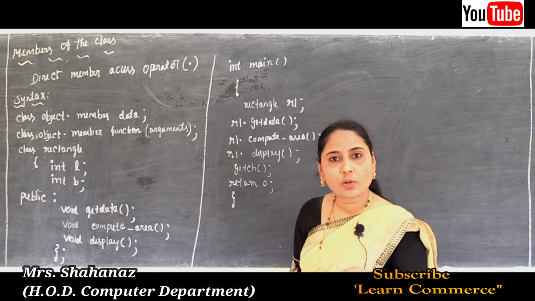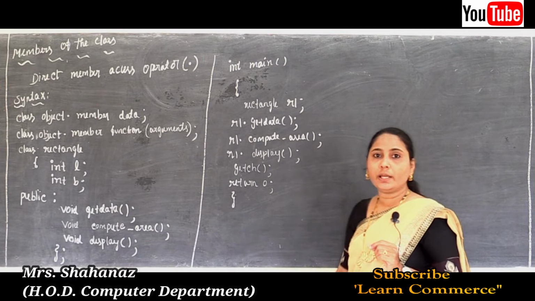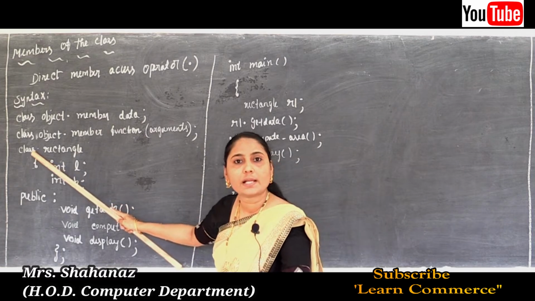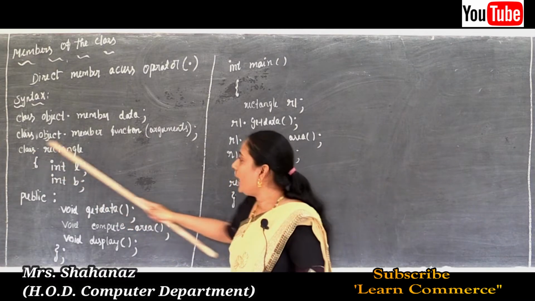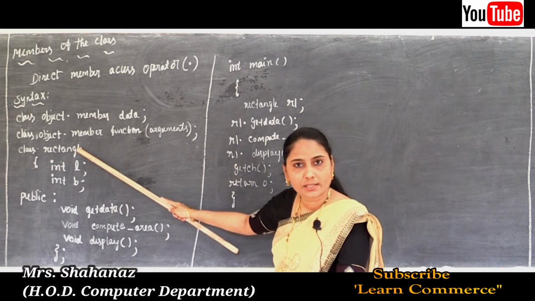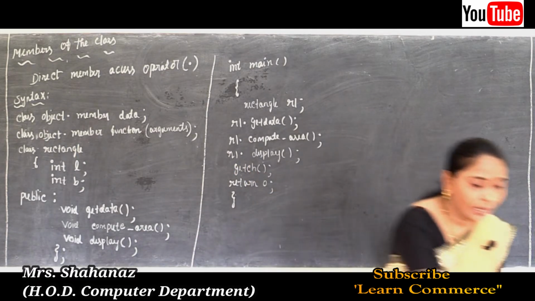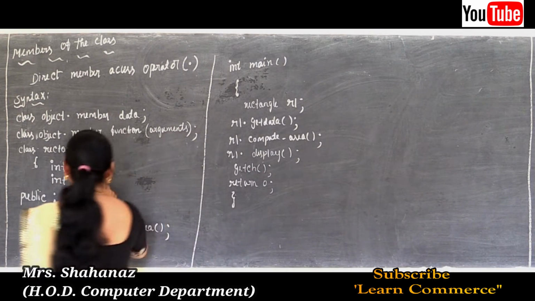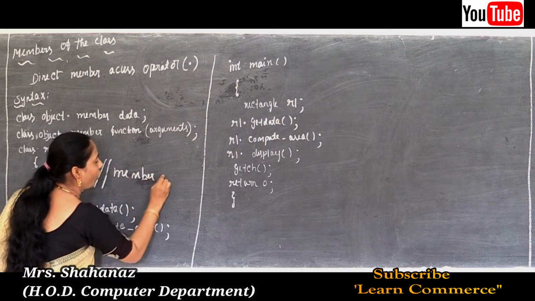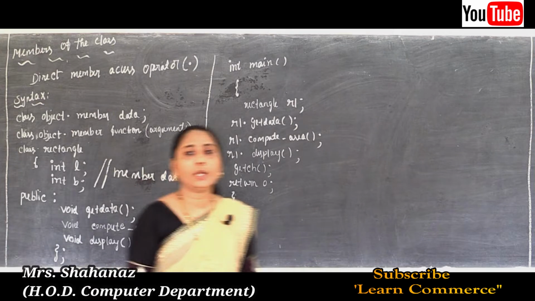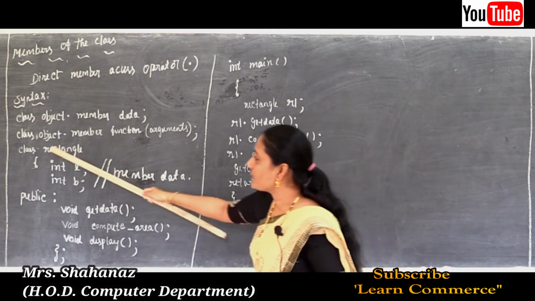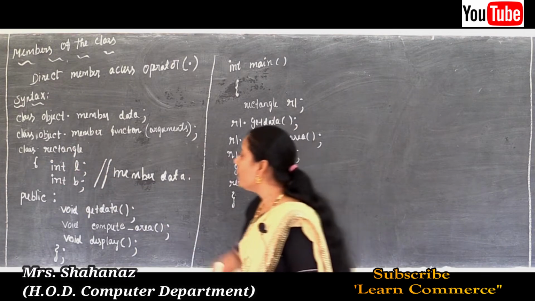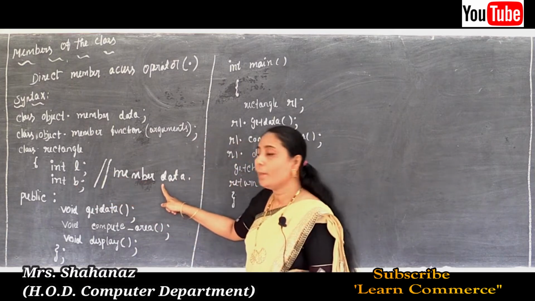Now let's clarify the members of a class by using one example. We know that the keyword class is used to declare the class, and Rectangle is the name of the class here. The data are int L and int B, which are called member data. If no access specifier is mentioned, then by default the data are private. So L and B are the member data here.